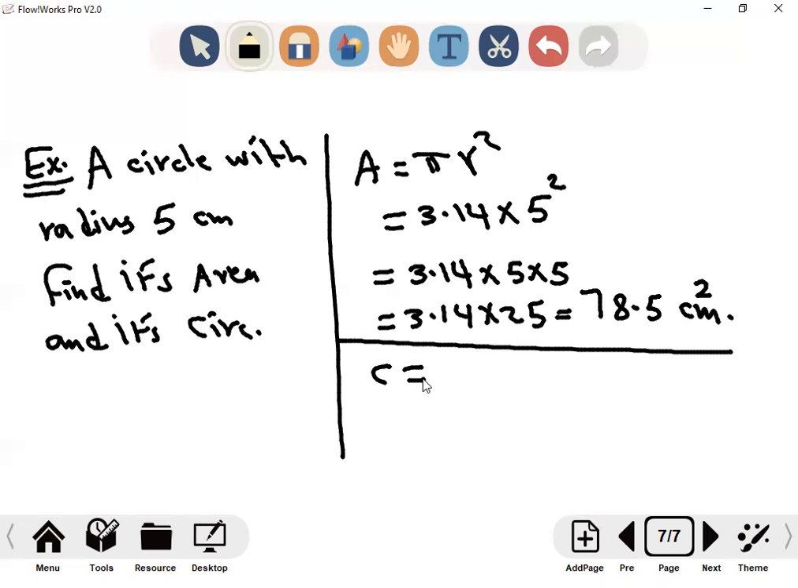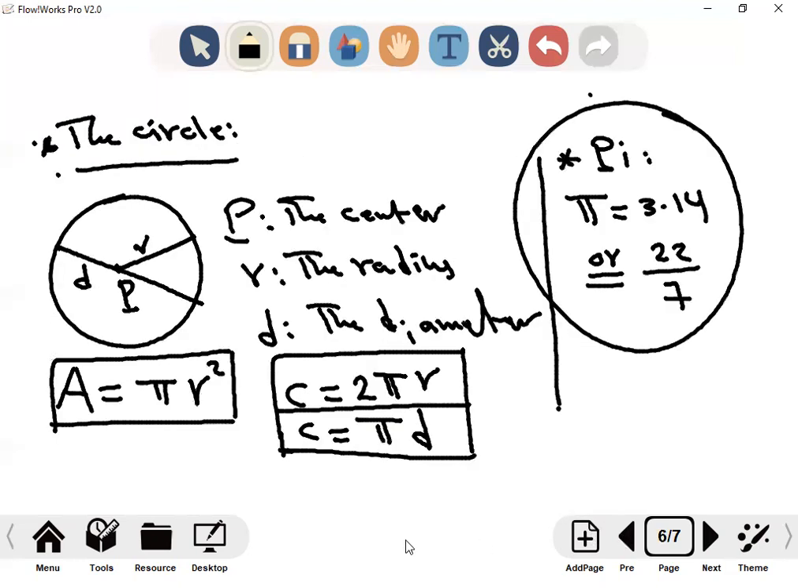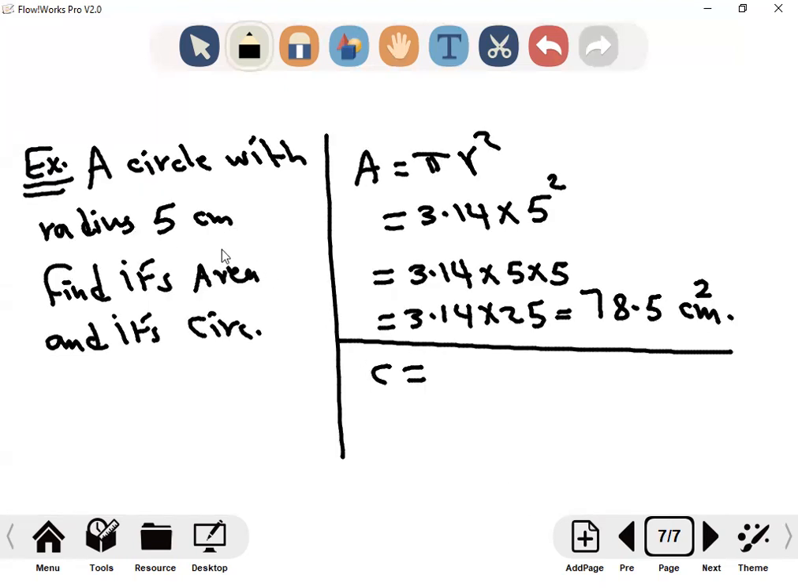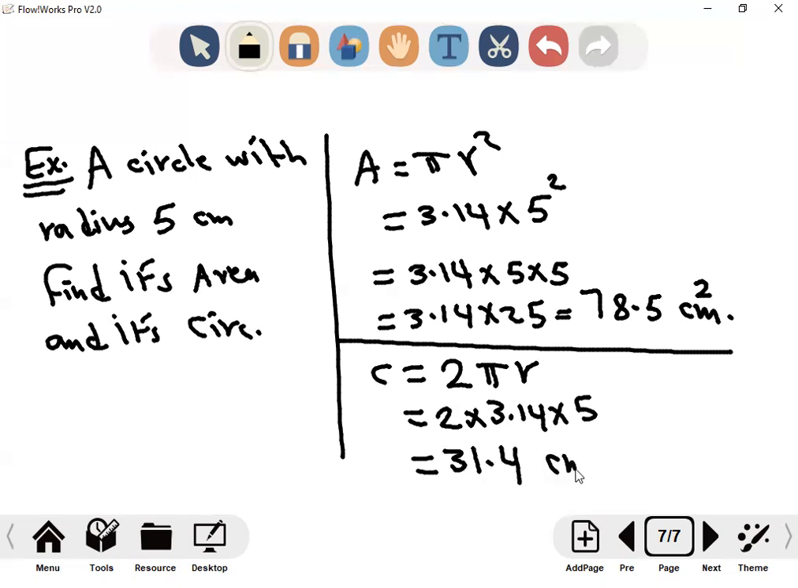Here we have two formulas, guys, for the circumference: 2 pi r or pi d. But in the question, the given is what? The radius. So we can find the circumference by using 2 pi r, okay? So C equals 2 times pi times r, which is 2 times 3.14 times 5. It will be 31.4 centimeter. And no need to write power 2 in the centimeter for the circumference. It's one dimension.